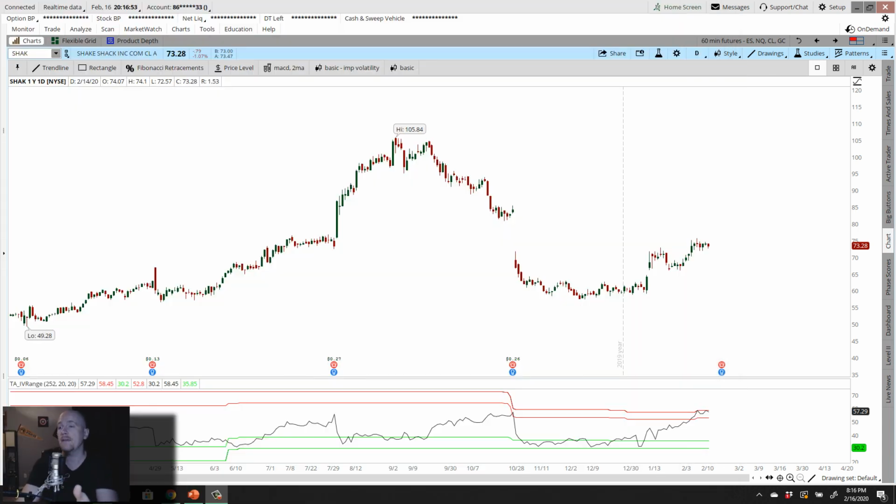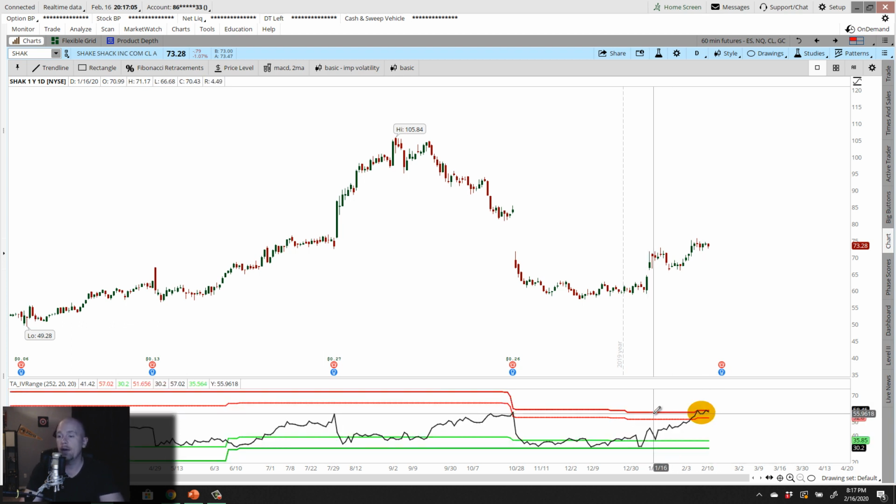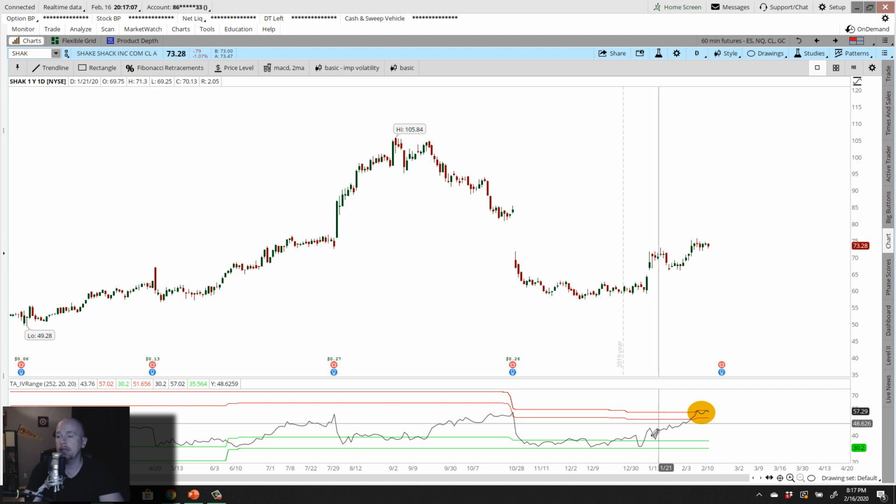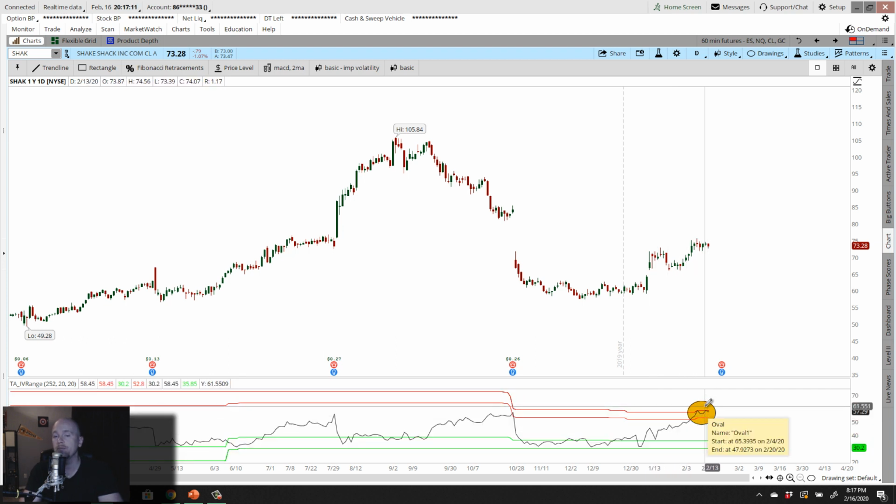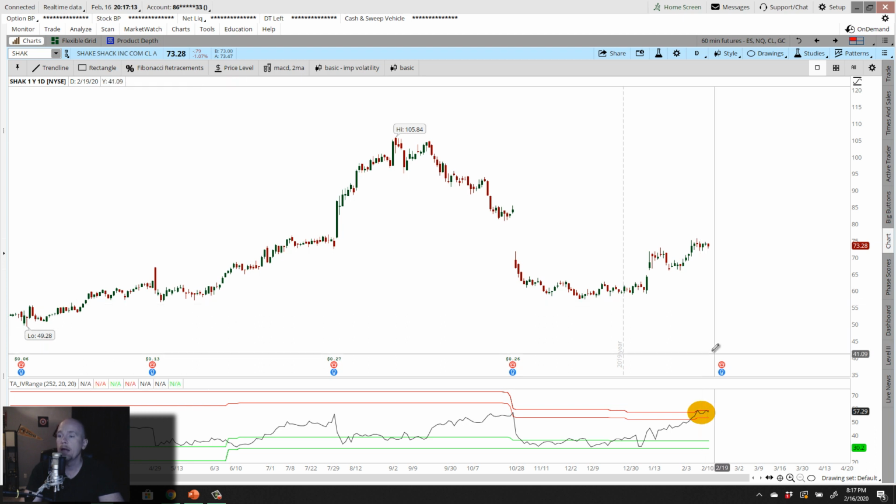The chart that we have here is Shake Shack. Taking a look at Shake Shack, we can see right away that it is in the upper 20% of its volatility. This is simply a volatility gauge that shows us the top 20% and the bottom 20%. As a matter of fact, we're in the highest volatility for the last one year. Why is that? Because we have earnings coming up.